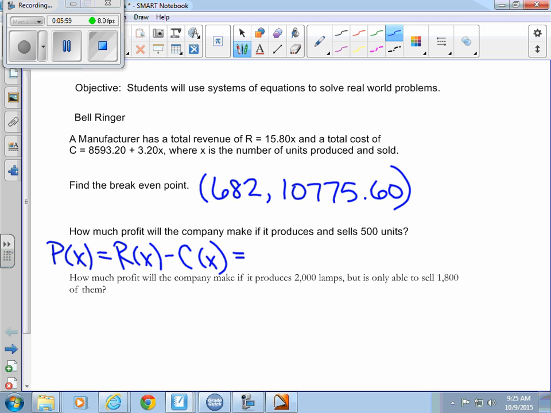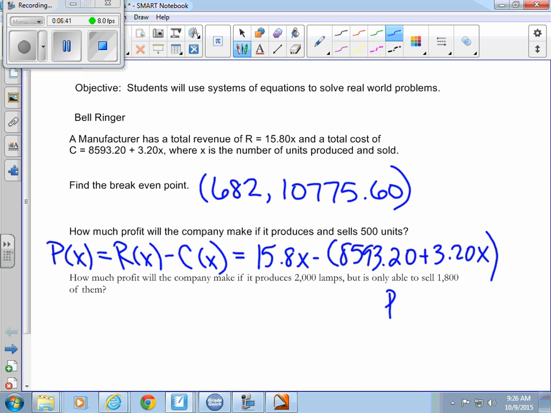So my profit function would be 15.8x minus (8593.20 plus 320x). Are those parentheses necessary? Absolutely. Remember that algebra of functions section we did. You have to have parentheses when you subtract. So if I want the profit when I sell 500 units, what will I do? Plug in 500 and subtract, right? So I'm going to do profit at 500.